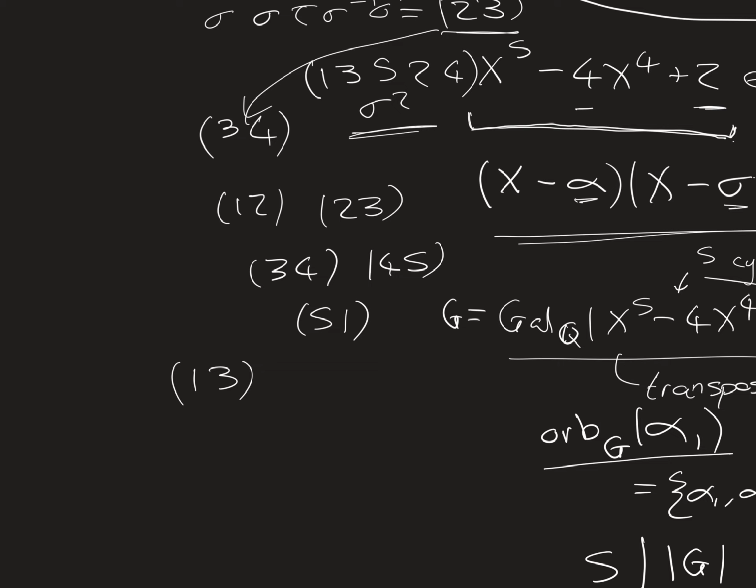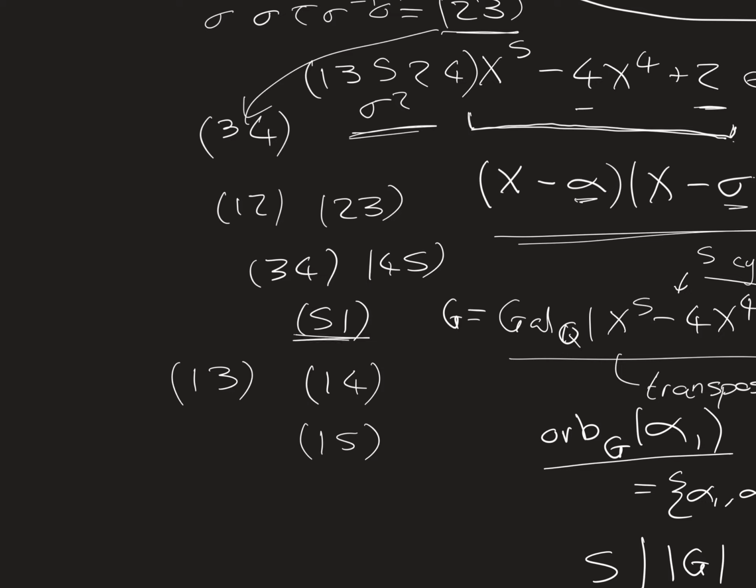What else can I do? If I now conjugate (1 3) by (3 4), I'd get (1 4). If I conjugate (1 4) by (4 5), I'd get (1 5), which I've already got, so that's not very useful. But you see how I'm just getting more and more and more?